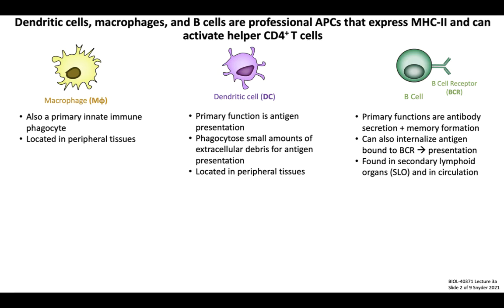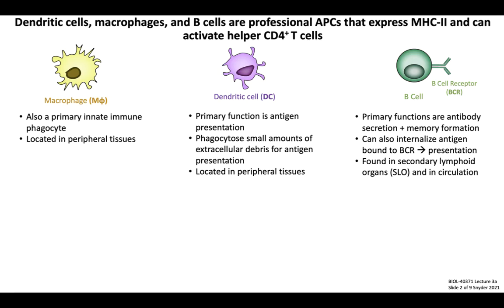It's worth noting that macrophages and dendritic cells are located in peripheral tissues, but upon their activation by stimuli associated with infections, such as PAMPs and cytokines, they can migrate to the lymph node or spleen, the secondary lymphoid organs, where they can initiate immune priming.